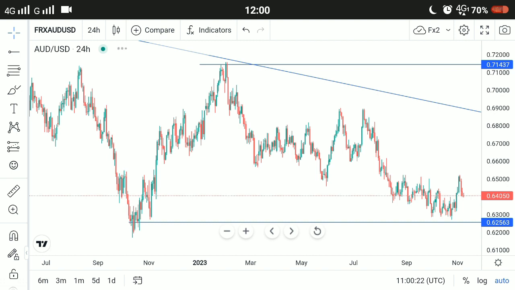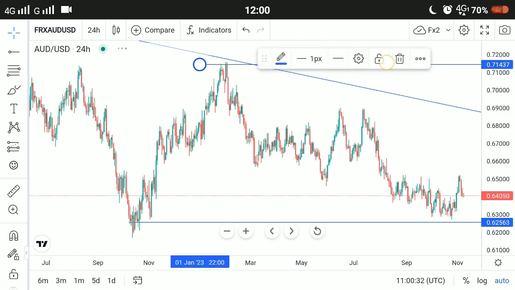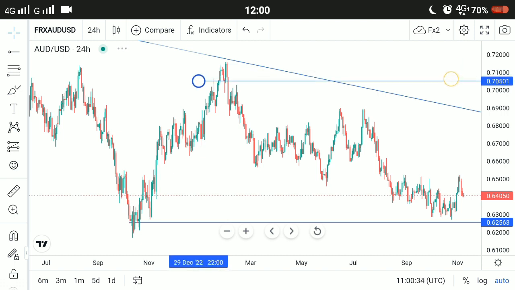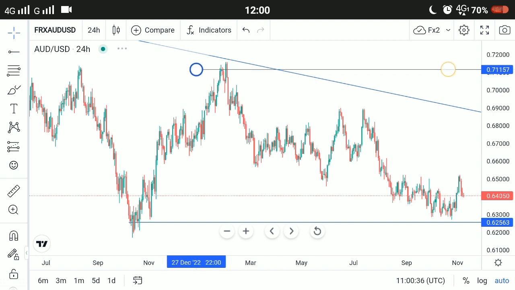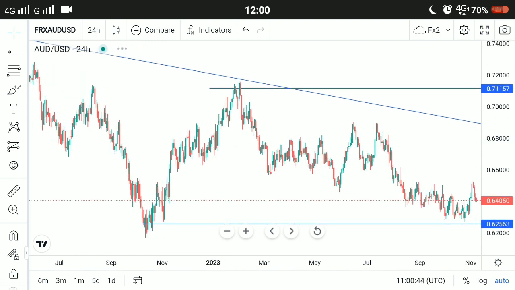Price pulled back towards the trend line but did not completely reach it, and there's always a reason for everything happening. I can say that the reason behind this is that price did not approach it. The price did not get towards that major trend line.